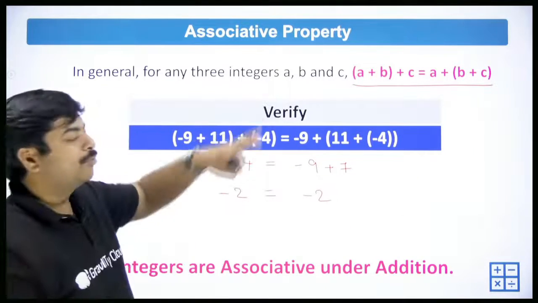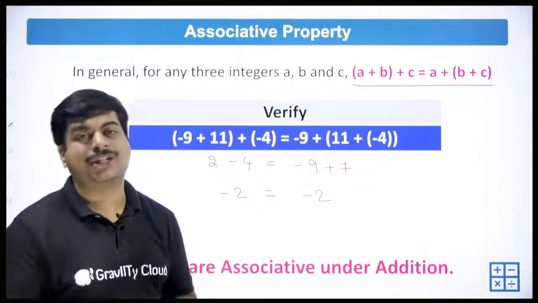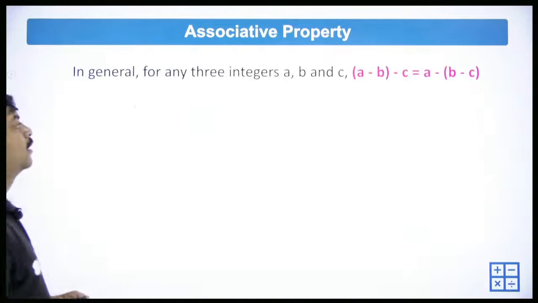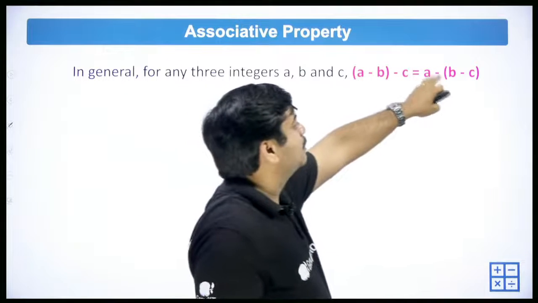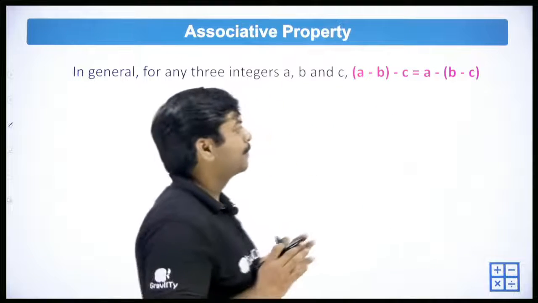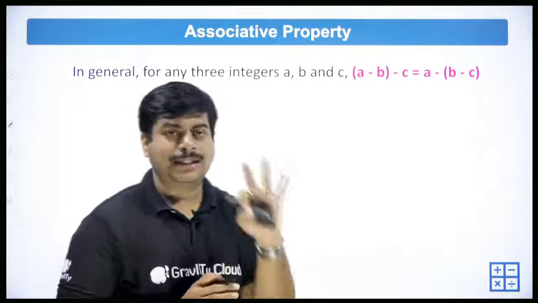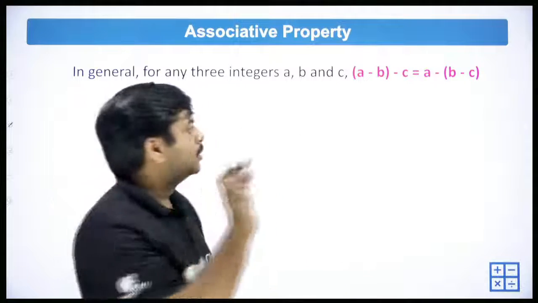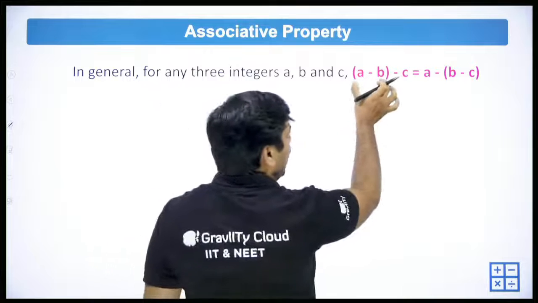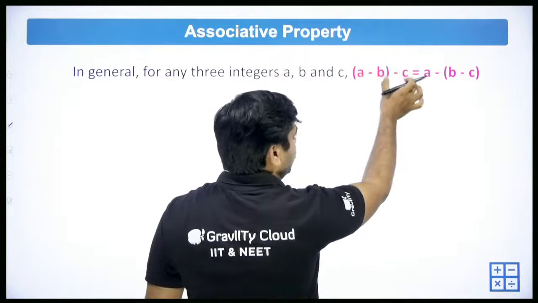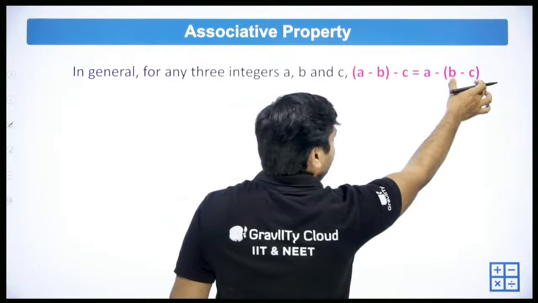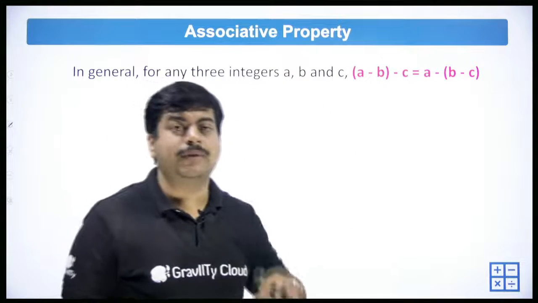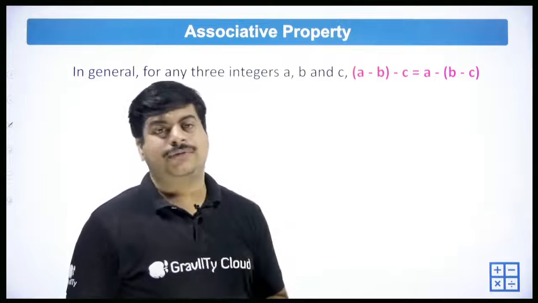Now let's check whether the same property is valid with subtraction. The first one we have here is A minus B minus C, and A minus B minus C grouped differently. We have three numbers A, B, C and we are trying to find the difference of one another. First we find A minus B and then find the difference with C, or find B minus C and find the difference with A. The point is whether these two will be equal or not, that we need to verify.